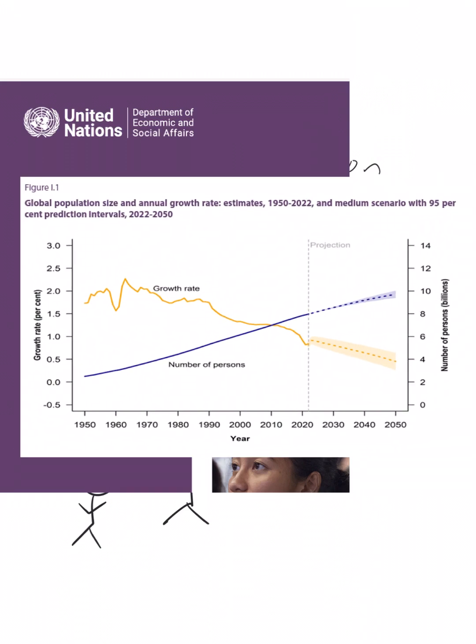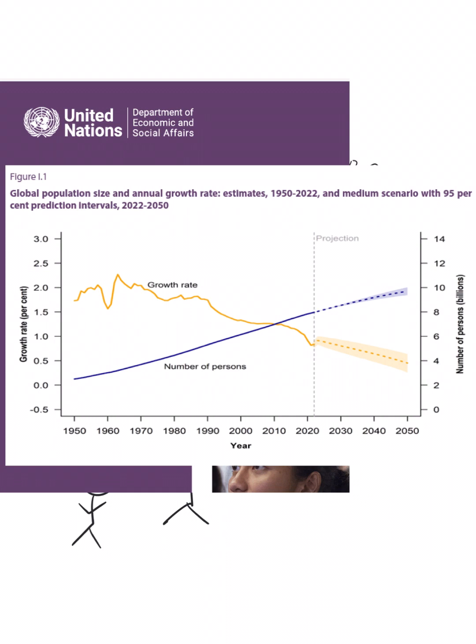It's looking at global population sizes and annual growth rates. You can see from 1950 to 2020, the growth rate in the world has fluctuated up and down, but it appears to be decreasing down to somewhere between 0.5 and 1.0. And so you can see that the number of people in the population is steadily increasing because we're still reproducing more than deaths are occurring, but the growth rate is slowing down.